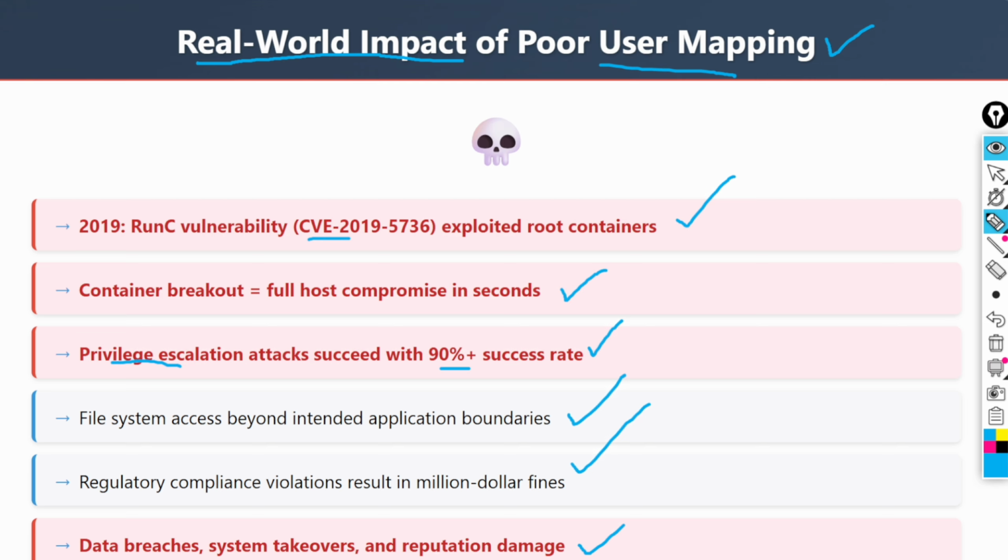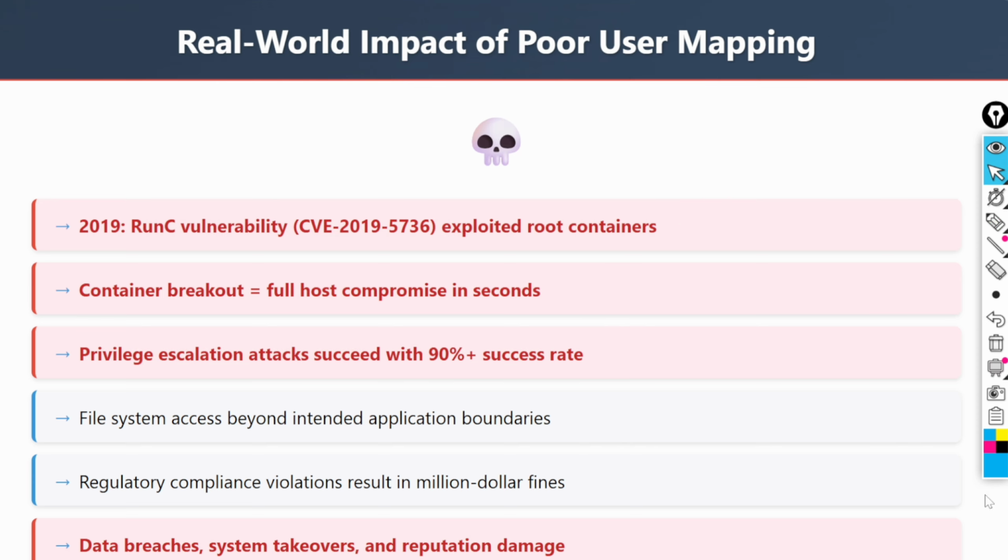Okay, and coming to the last point, which is data breaches, system takeover, and reputation damage. Obviously, there might be unlimited, or rather unexpected, cost. Data will be stolen, hijacks may also happen, and we will lose customers' trust. So these are some real world impacts of poor user mapping. Because of poor user mapping, these other things may happen.